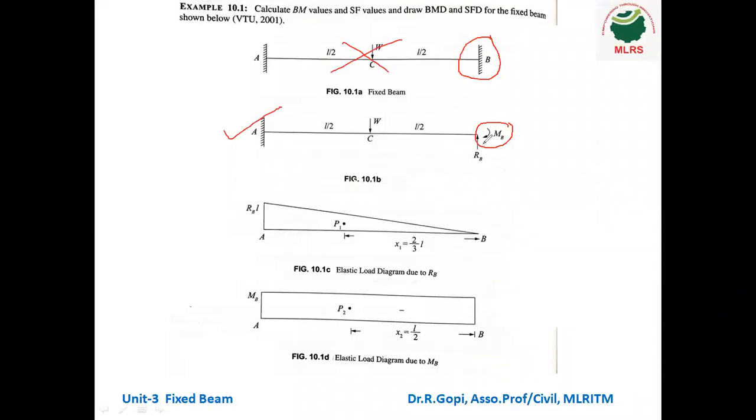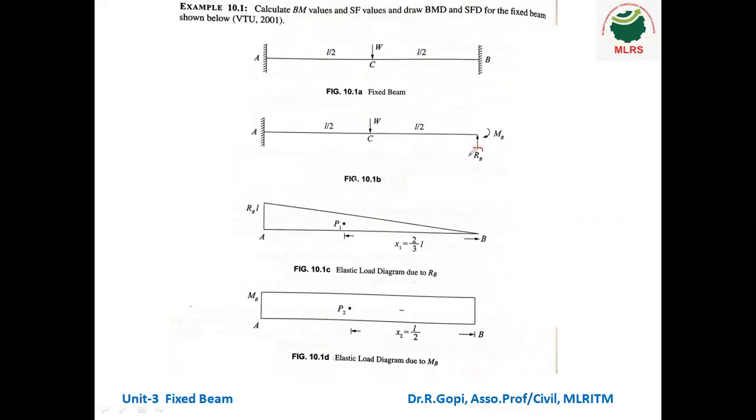Now, for this reaction and this moment, we have to draw the bending moment diagram. Previously, in the propped cantilever beam, only a reaction acted at point B, so we drew the bending moment diagram for only the reaction. But in addition to this reaction RB, there will be an MB also, so we have to draw the bending moment diagram for MB as well. After that, you remove RB and MB, apply W, and draw the bending moment diagram. Okay, so now we will see one by one.